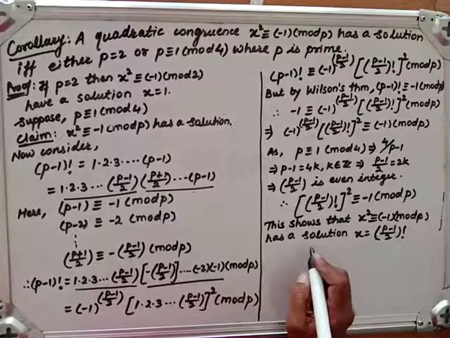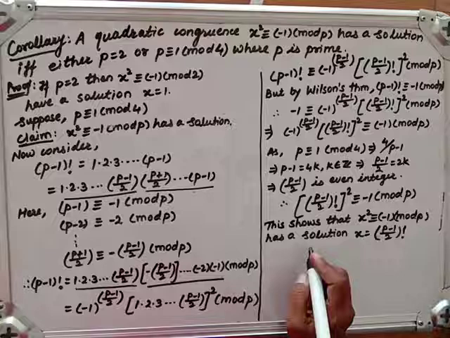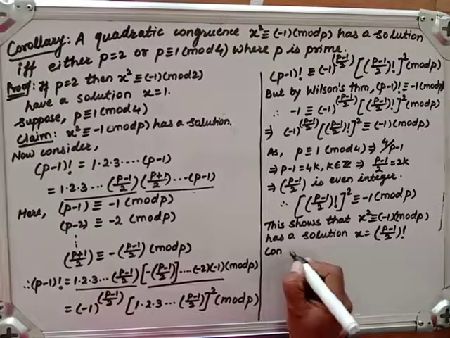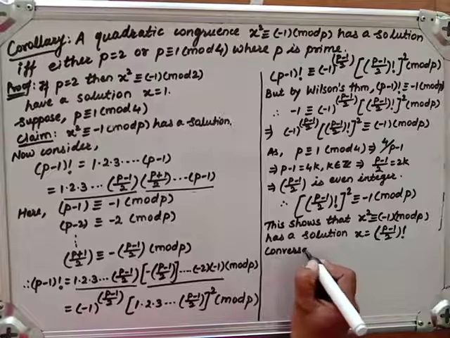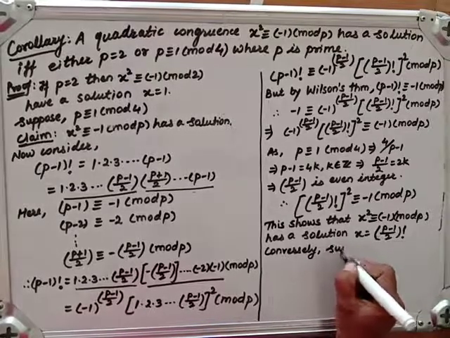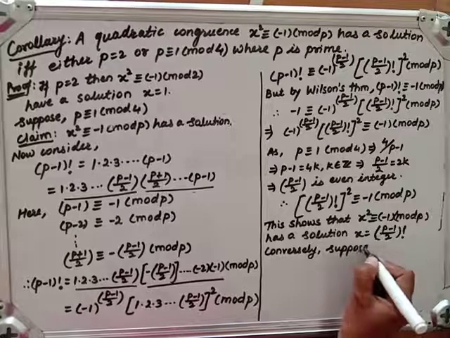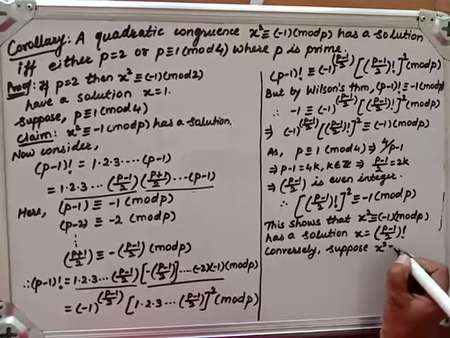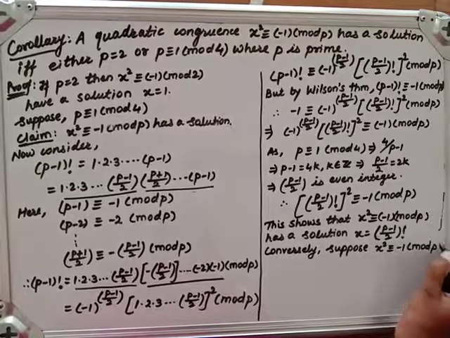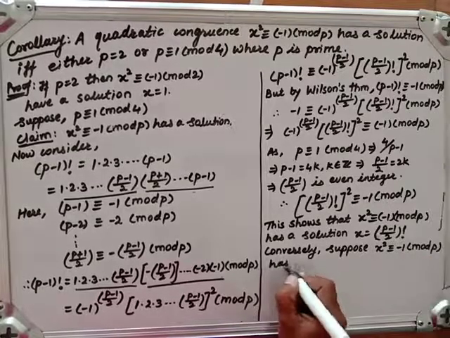Okay, now let us see the converse part. Conversely, suppose x squared congruent to minus 1 modulo p has a solution.